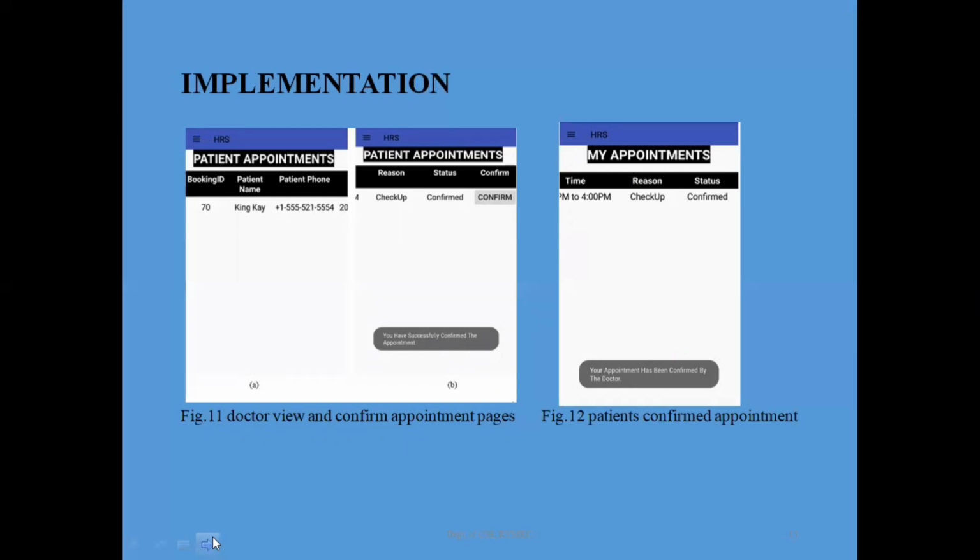Figure 11 shows a doctor's view and confirm appointment page, while Figure 12 shows a doctor confirming a patient's appointment after the patient's appointments are confirmed. A confirmed appointment cannot be deleted. The patient's appointment status changes to confirmed after his or her appointment is confirmed by the doctor, as shown in Figure 12.